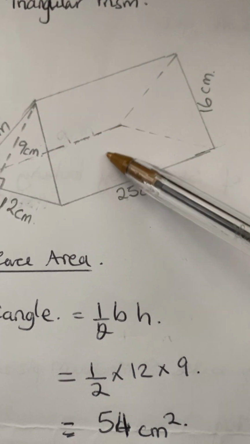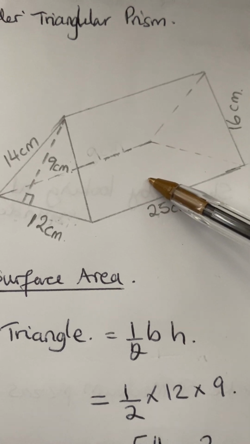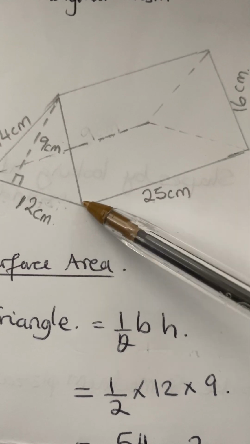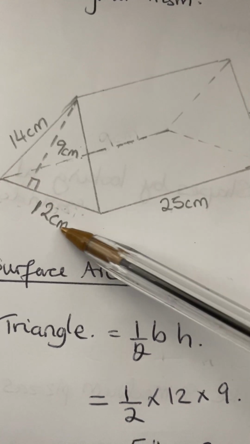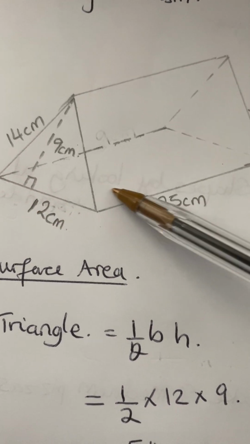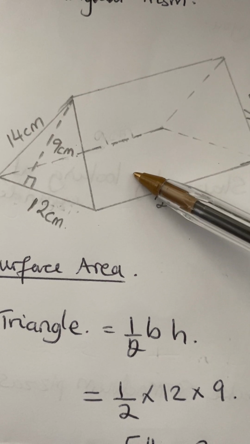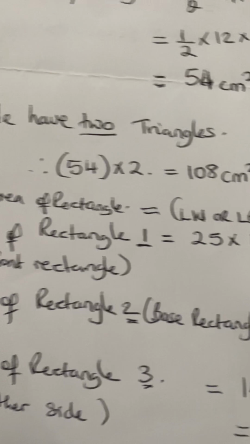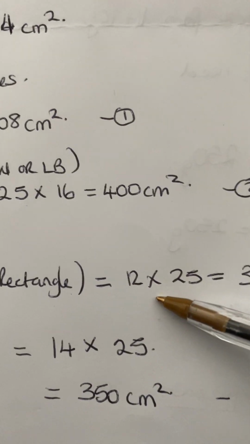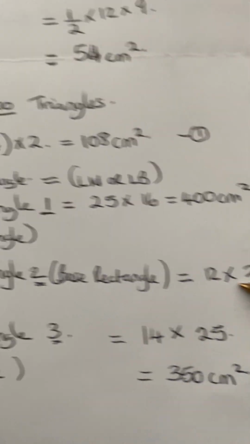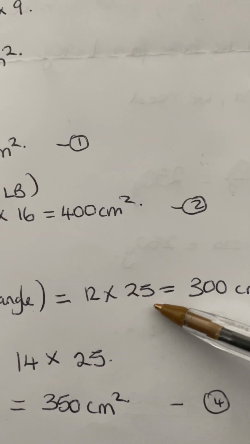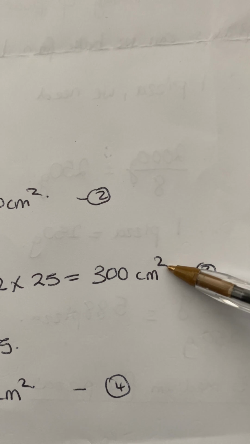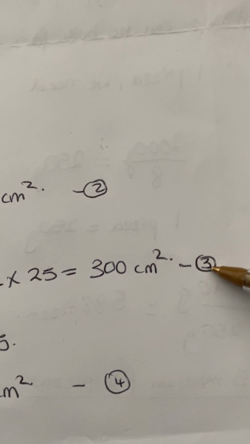Now we need to find the area of the base rectangle. The base rectangle here, let me zoom in, is 25 the length and the width is 12. Okay, that is the base of the triangular prism. So 12 times 25 will be 300 centimeters squared. That is our third part.